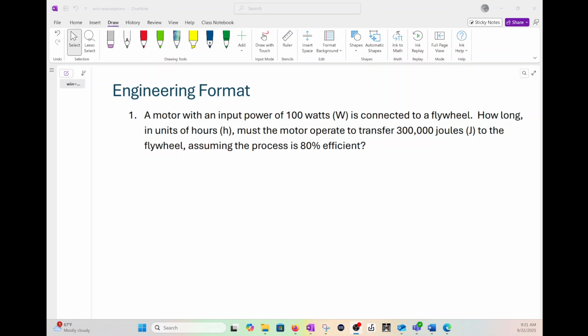Okay, here is a quick video to help you understand how to set up an engineering problem. And this goes with my intro class. This is their worksheet number 1 to help them.